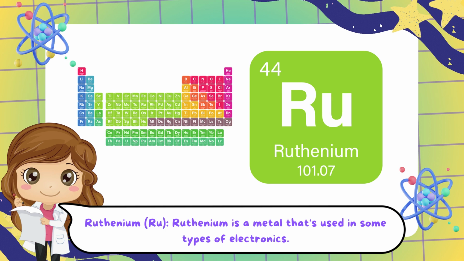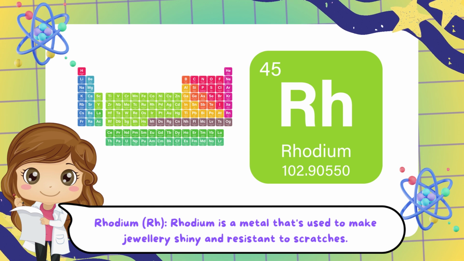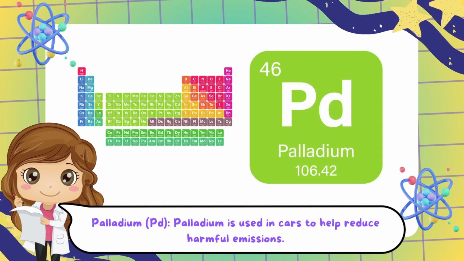Ruthenium, R-U. Ruthenium is a metal that's used in some types of electronics. Rhodium, R-H. Rhodium is a metal that's used to make jewelry shiny and resistant to scratches. Palladium, P-D. Palladium is used in cars to help reduce harmful emissions.